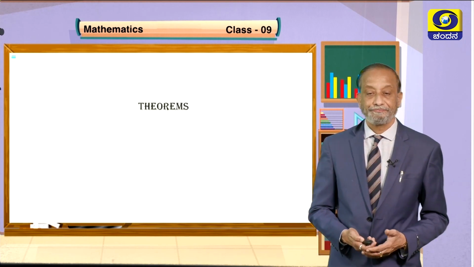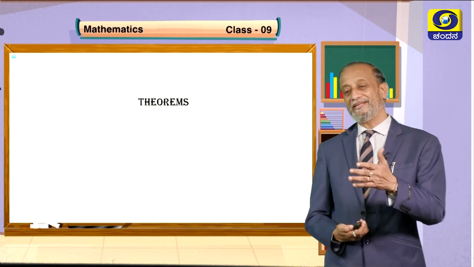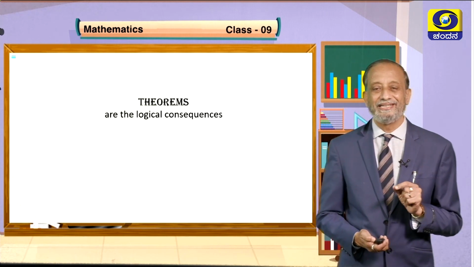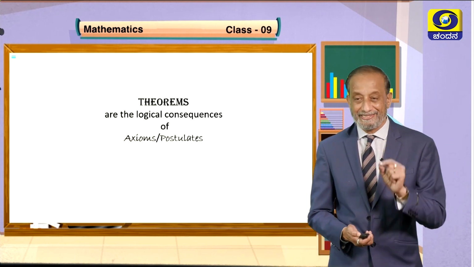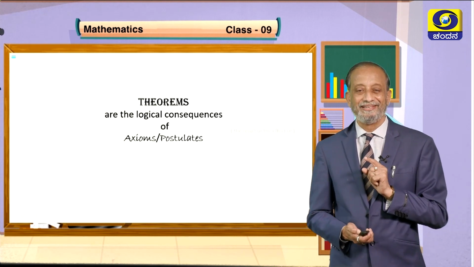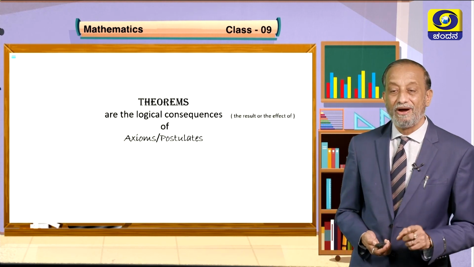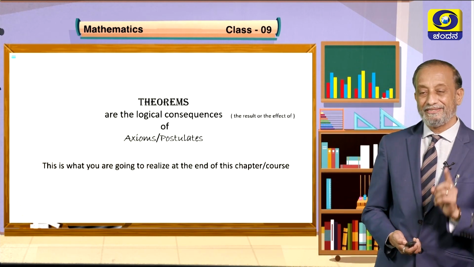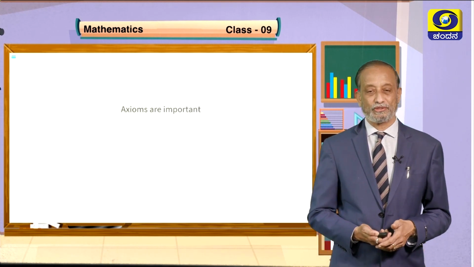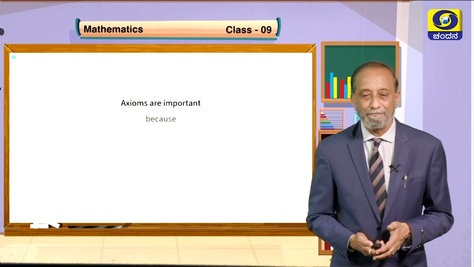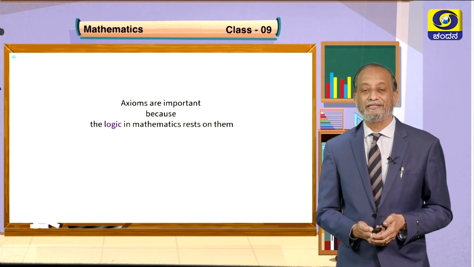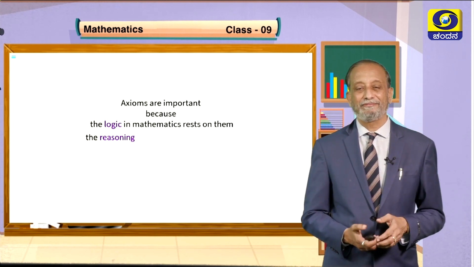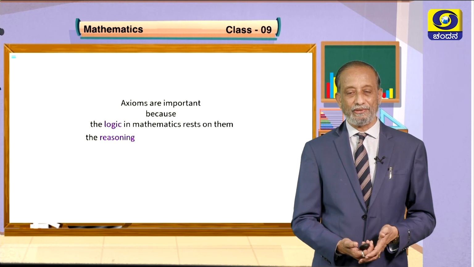Okay. Now, theorems, about which you have got some idea in your 8th standard classes, are logical consequences of axioms and postulates only. Consequence means the result or the effect of. So, this is what we are going to realize at the end of this chapter or the course. Axioms are very, very important because the logic in mathematics rests on them. Logic means the reasoning. So, the entire mathematics depends on reasoning only, it is full of reasoning.